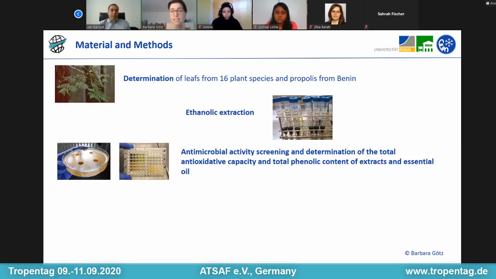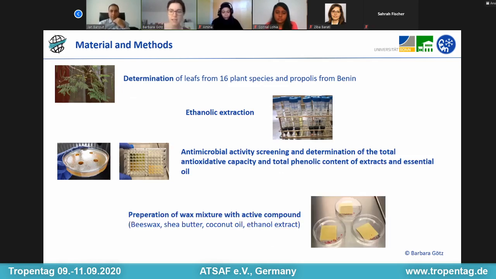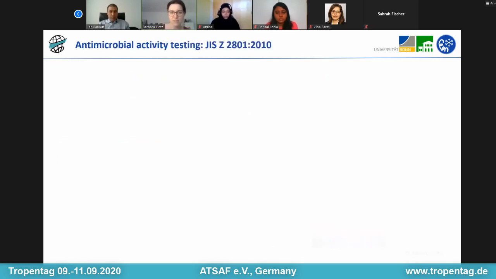We also did an analysis of the total antioxidative capacity and the total phenolic content of the extract, which is also interesting in food spoilage. Then we developed a combination of beeswax, shea butter, and coconut oil, where we included the ethanol extracts. And as you can see here, we prepared 25 square centimeter plates. And I will explain now what we did with that.